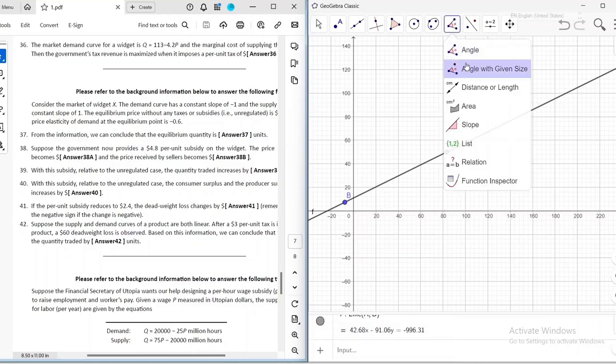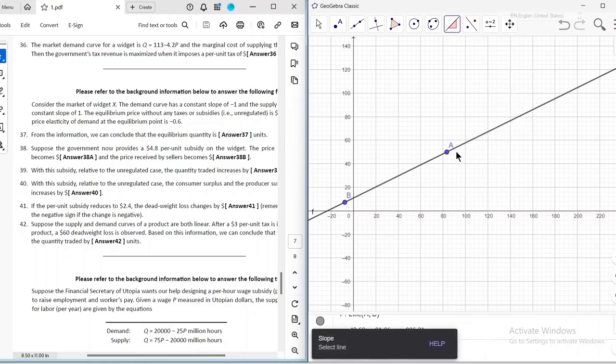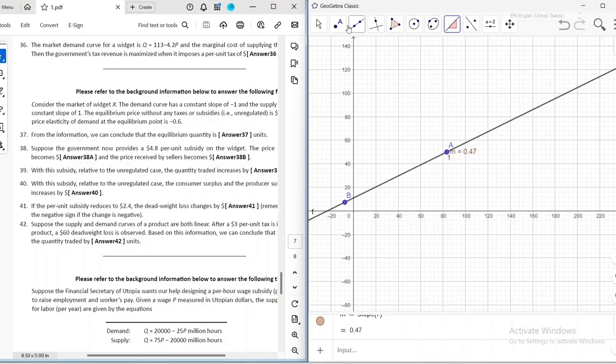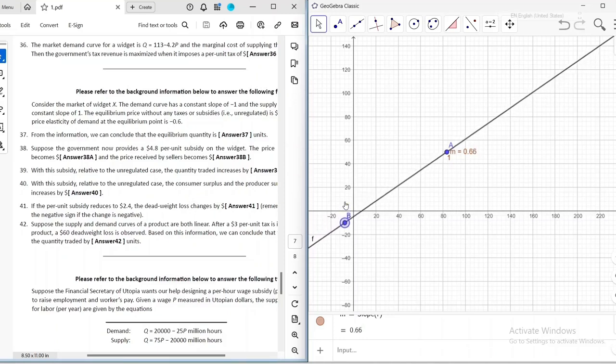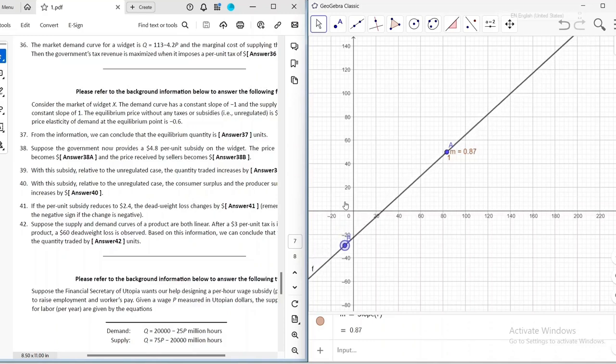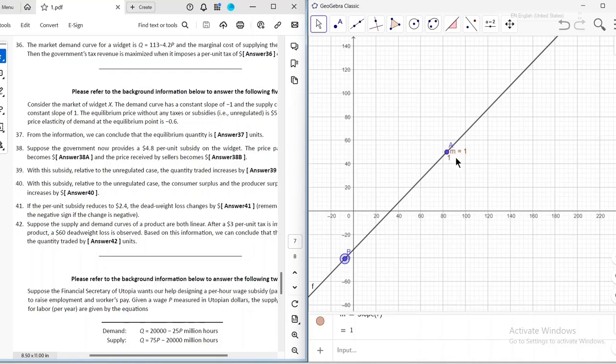So first let's see what the slope of this line is. You can see the slope is 0.47, so I need to increase the slope. So let me shift this down. You can see the slope is increasing. I'm going to stop when it reaches exactly 1. Okay, so this is exactly 1 now. Now the demand curve will also pass through this point, right? Because this is the equilibrium point. So this is the intersection. So the demand curve will also pass through this point.